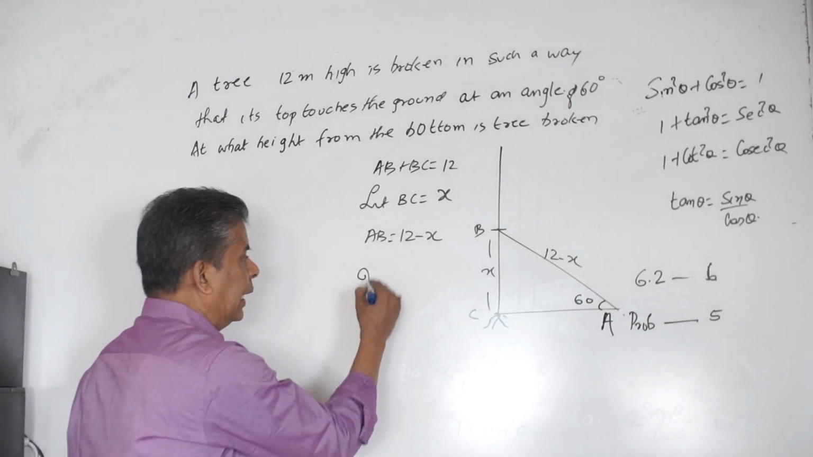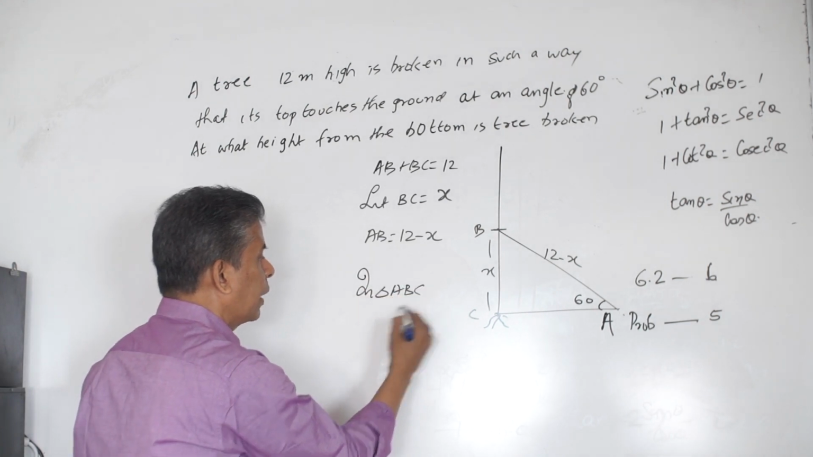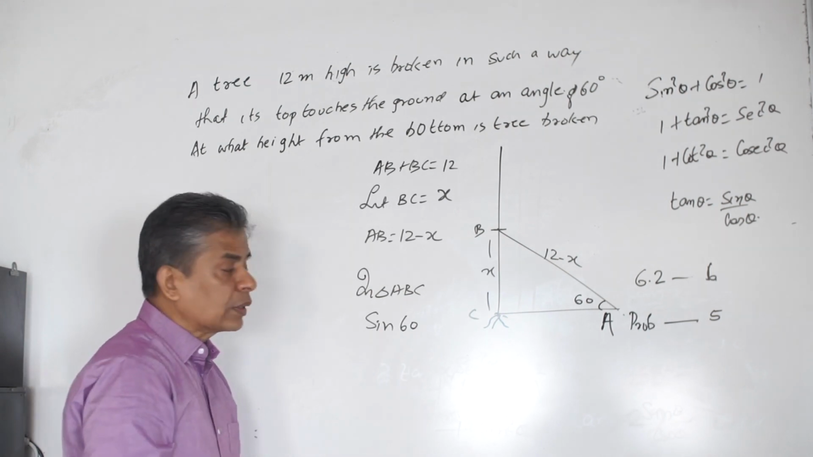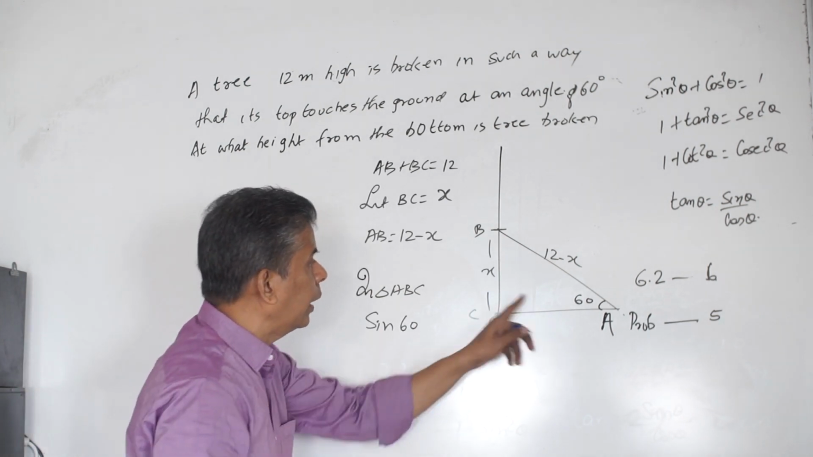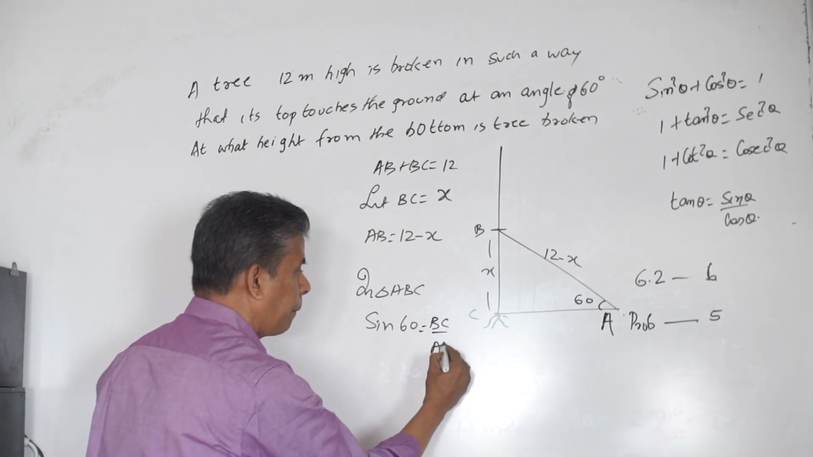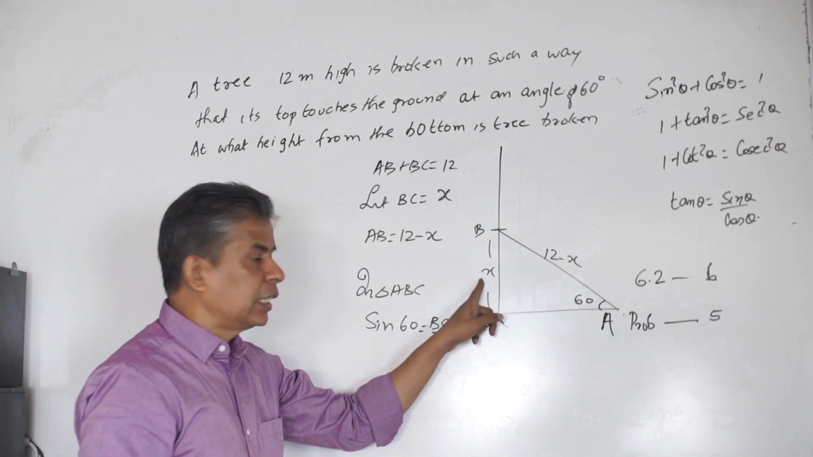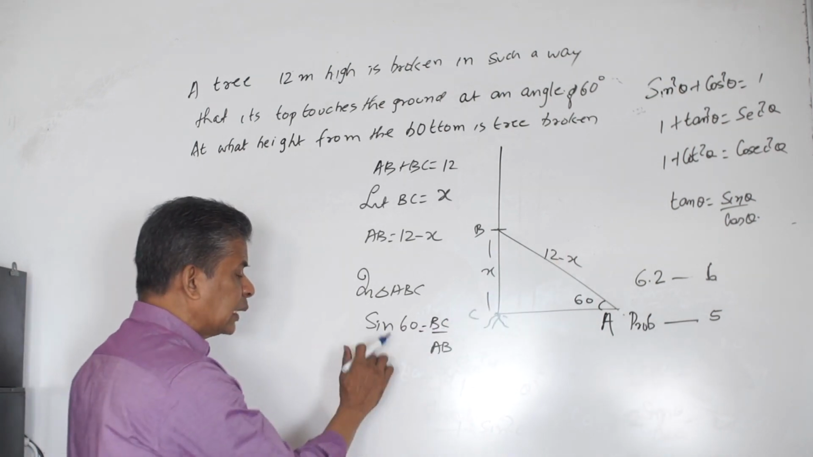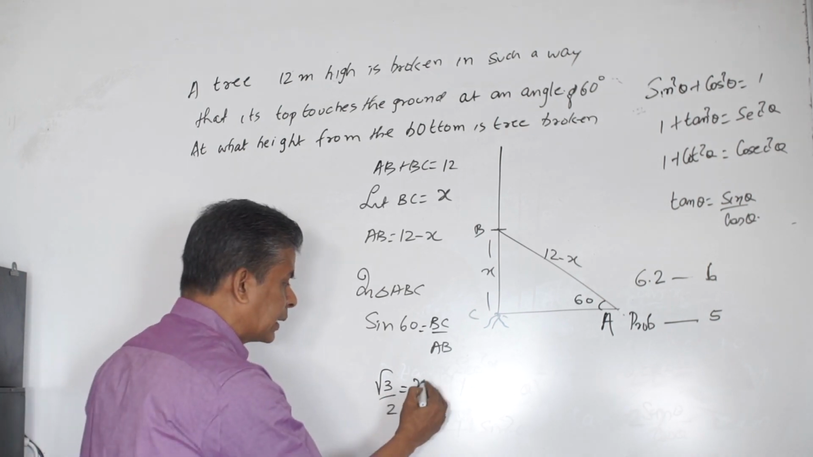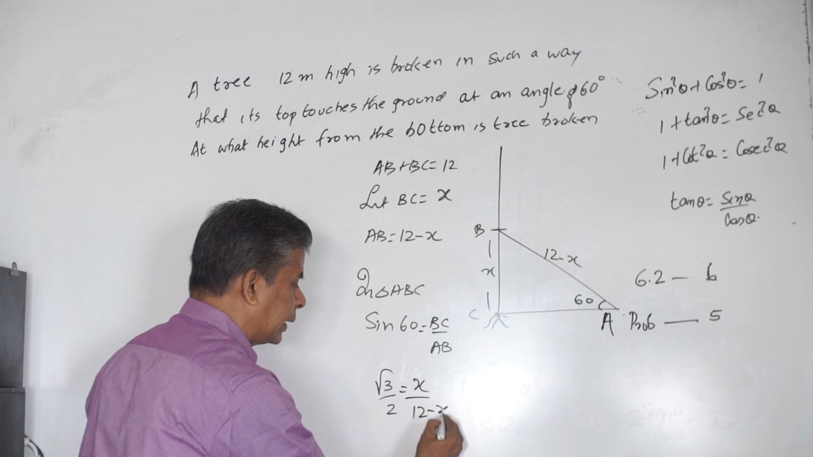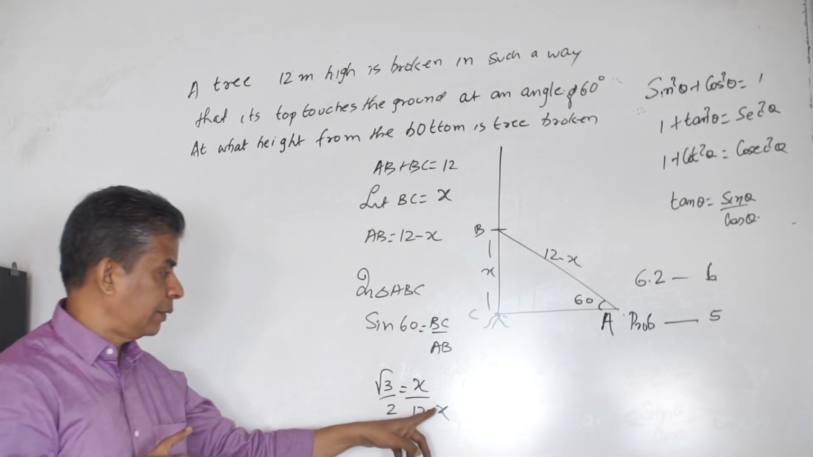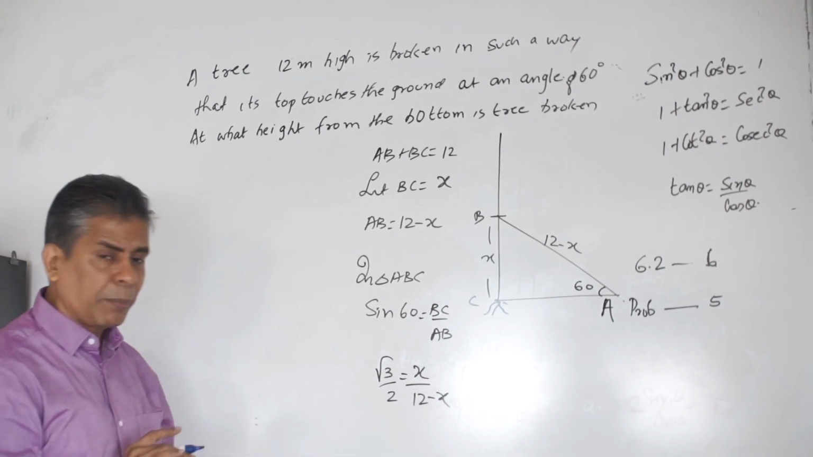So let's take sine. In triangle ABC, we will take sine 60. Now sine 60 will be opposite is BC, hypotenuse is AB. Sine 60 from the table, root 3 by 2, equals BC is x and AB is 12 minus x. The important thing is, we are interested in finding x. So we will cross multiply this.